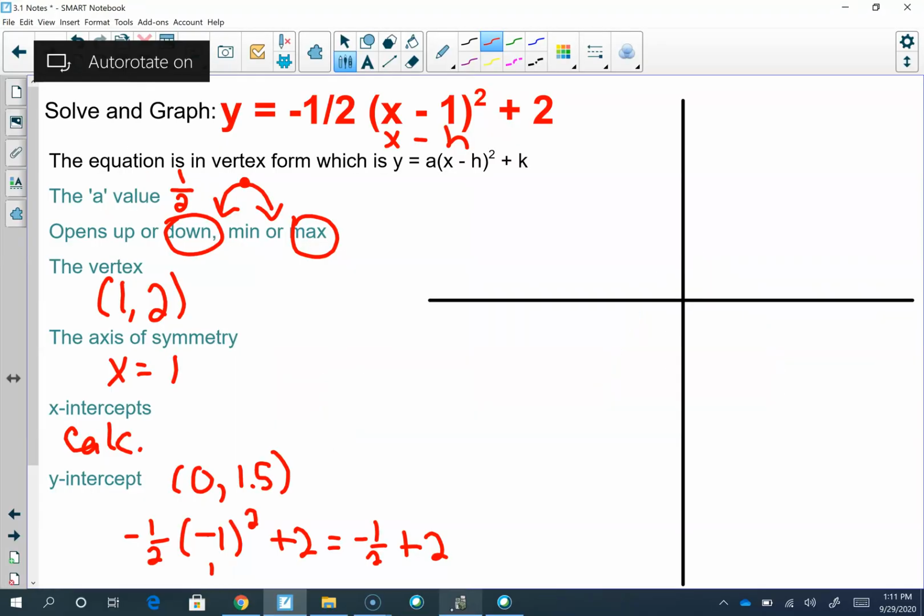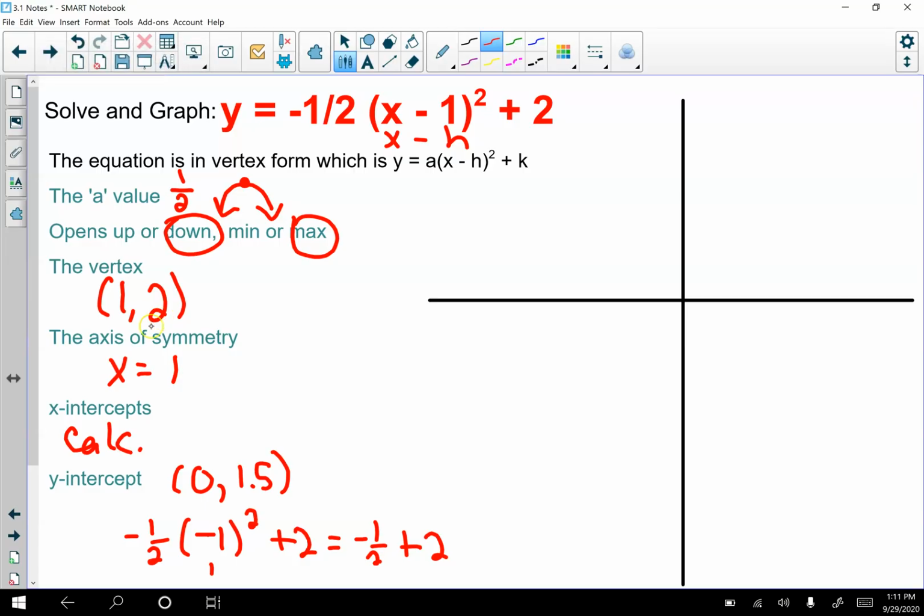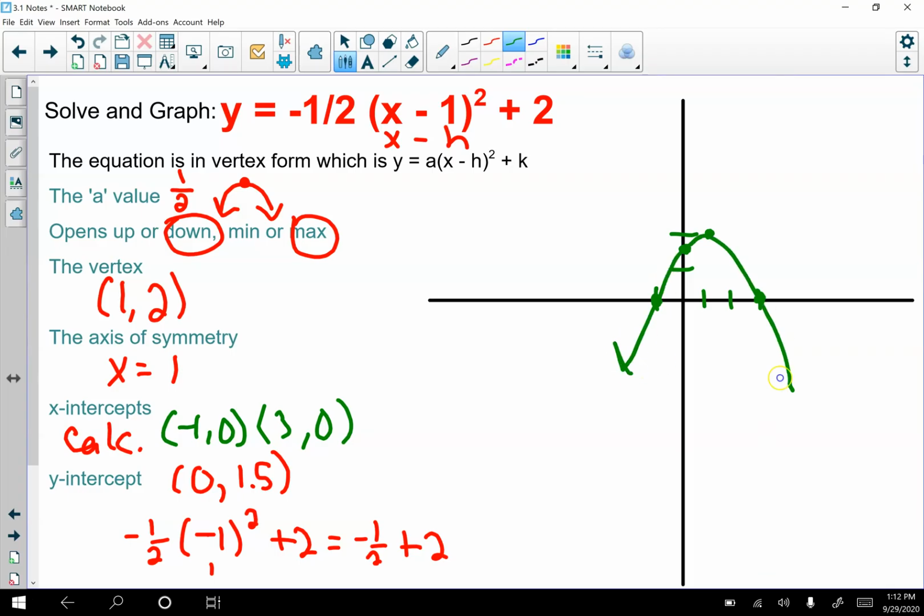So I'm going to go here now and go ahead and put that in. I already have the 1, 2 there. That's a confirmation for me, just like I did on the last one. My x-intercepts were negative 1, 0, and 3, 0. So if I was going to go ahead and graph this, there would be 1. There would be the second one. The y-intercept would be 0, 1.5. And then my vertex is 1, 2, and then I'm going to go ahead and graph it out. So there's one of each of those.